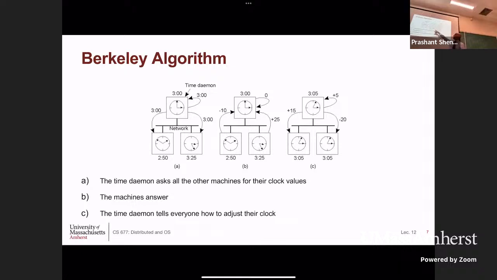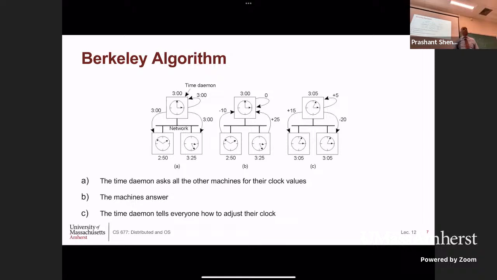The one at the bottom says I'm 10 minutes behind you. The other one says I'm 25 minutes ahead, and then you tell yourself I'm synchronized with myself. And you take the average of these 3. You will see that the average is essentially 3:05. So you tell the one at the bottom to advance its clock by 15. You tell the other one to come back by 20 minutes, and then you change your own clock by 5 minutes.